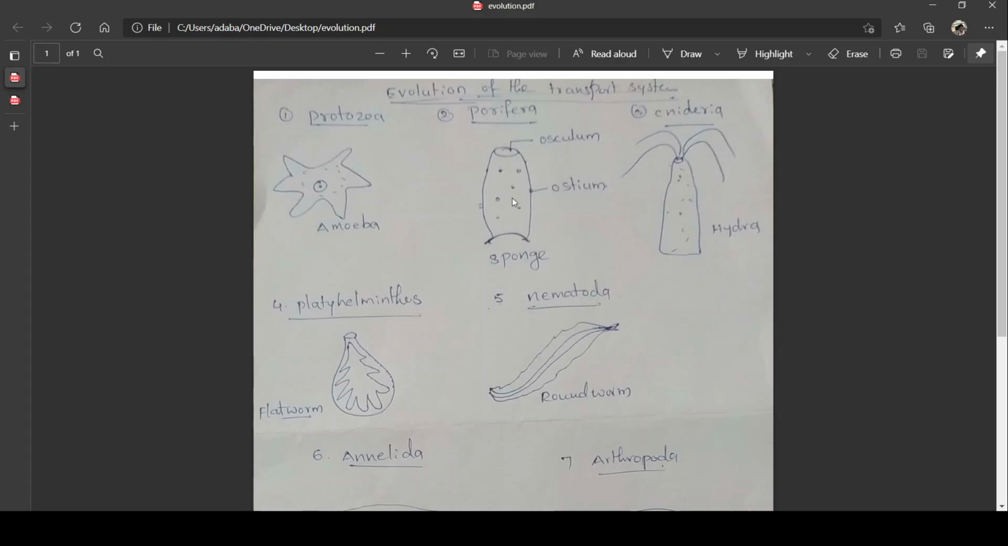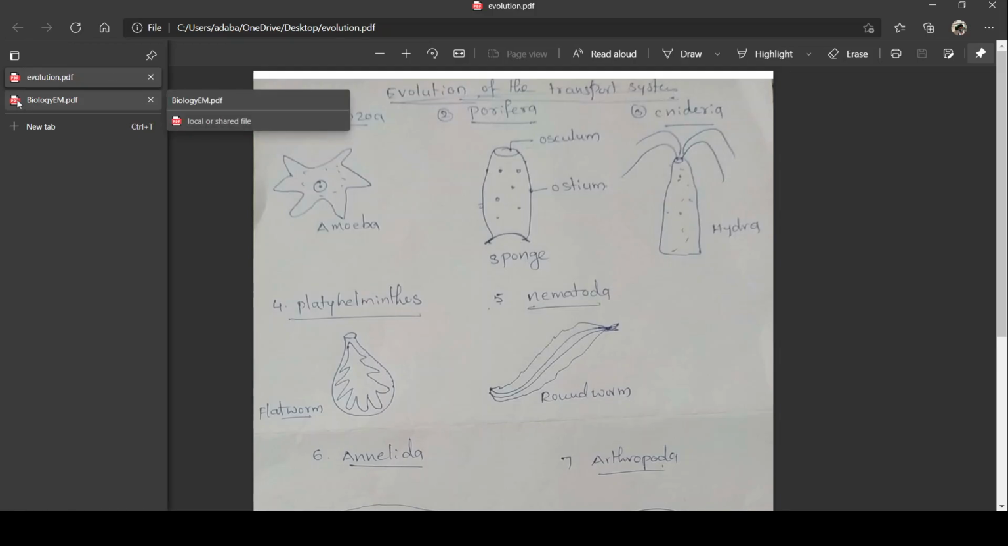After the food materials enter into the body, the waste materials produced in their body are sent out through the large pore which is present on the anterior side of the body. It's called the osculum. The animals of the Porifera group have developed a water current system in their body for transportation.